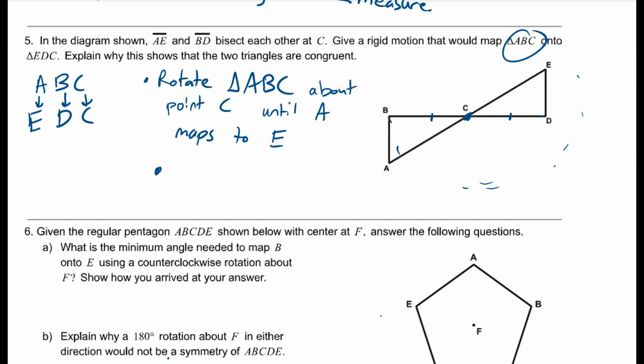And again, why would that show that these two triangles are congruent? Because rotations are rigid motions, and we know that they preserve side length and angle measure.